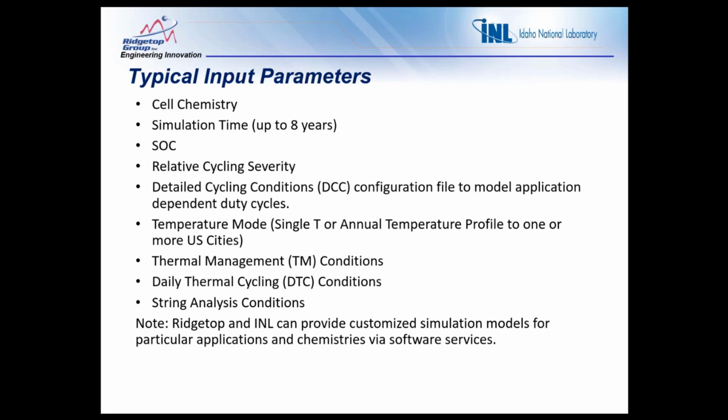So we can do a 24-hour temperature extraction based on the monthly highs and lows of historical weather data in a particular city or region. This also allows us to investigate whether a thermal management system is needed and whether or not daily thermal cycling impacts a given set of aging conditions or aging paths for that battery. And then we can look at thermal hotspots with our stream analysis in kind of a best case, worst case scenario. We can also provide customized testing services or model development through our partnership with Idaho National Laboratory.